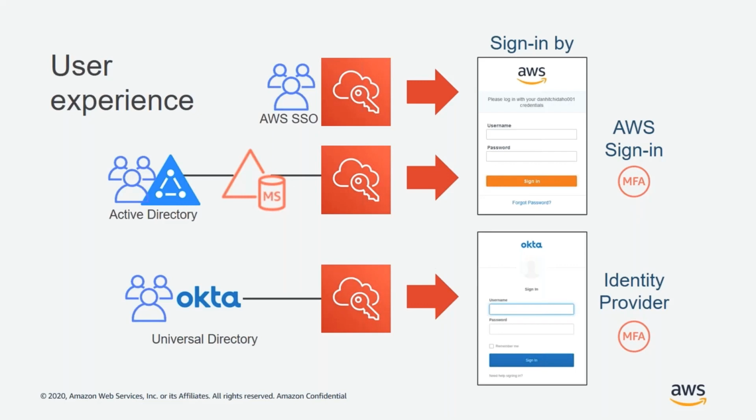Multi-factor authentication is part of the sign-in experience. So if you use AWS SSO or Active Directory as an identity source, then AWS sign-in is where MFA happens. When using Active Directory, you have the option to configure MFA in AWS SSO, or you can set up RADIUS MFA in AWS Directory Service. If you're using a SAML IDP as the identity source, then MFA happens at the IDP.